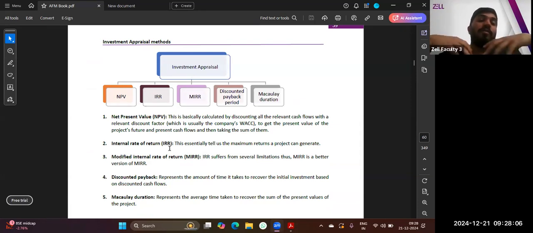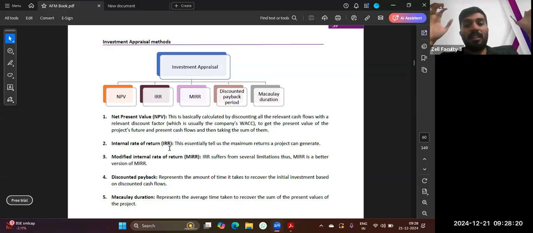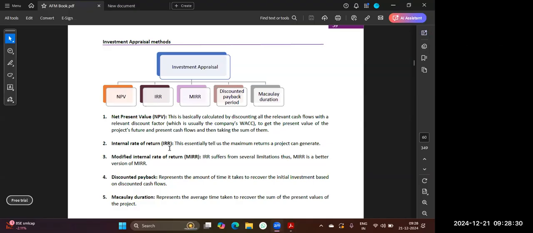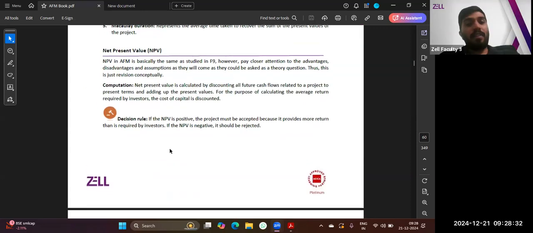Why do I call them an indication matrix? Because these indicators tell you whether you should go with that investment or not go with that investment. This typically tells you, should you do that investment or should you not? Clear, everyone? Okay. We'll go one by one in detail.